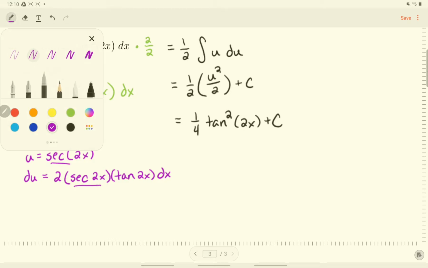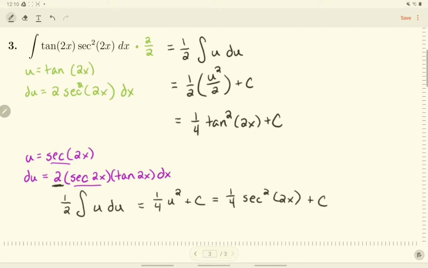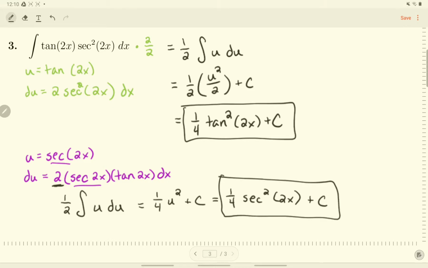So when we rewrite our integral for this one, I'm still going to get that 1/2 because I was missing that constant multiple of 2. And I'm still going to get u du, but my u used a secant, and my du used one of the secants and the tangent. So we still get 1/4 u squared plus c, but now my u was secant. So I'm getting 1/4 secant squared 2x plus c. Both of these are correct answers. They actually represent the exact same family of functions.